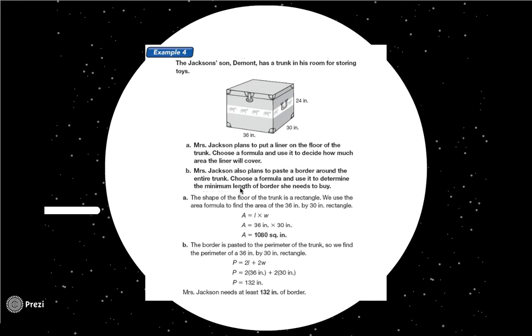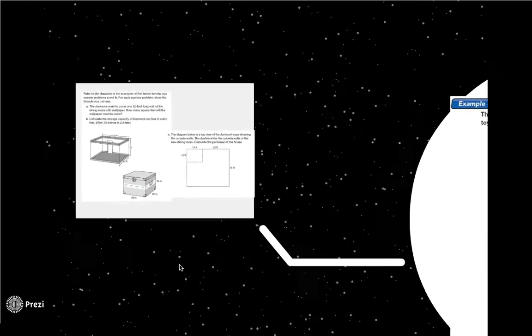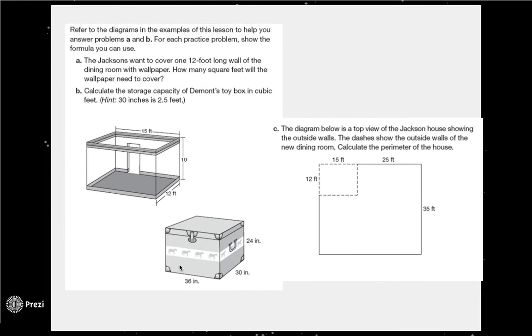And then B says we want to do a border around the entire trunk. Well, the border is around the trunk, which is perimeter. Remember, perimeter is 2 lengths plus 2 widths, so we do 2 times 36 and 2 times 30, and then we add it together, and you have 132 inches for your perimeter. So a couple different things to remember.